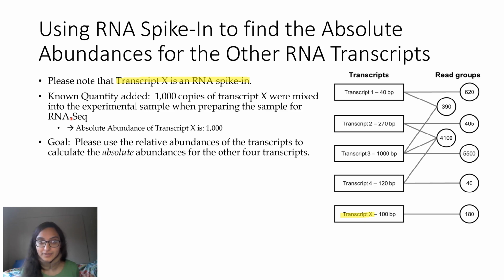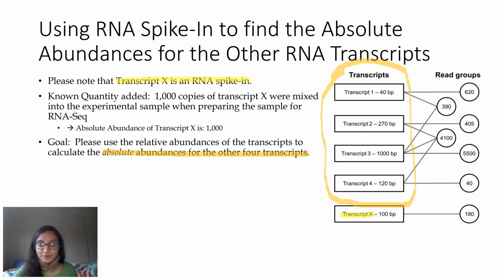So our goal is to use the relative abundances of the transcripts that we found, also please see my previous video for more insights, to calculate the absolute abundances. Our goal is to find the absolute abundances for the other 4 transcripts. We want to figure out, what did we observe and what are those absolute abundances?